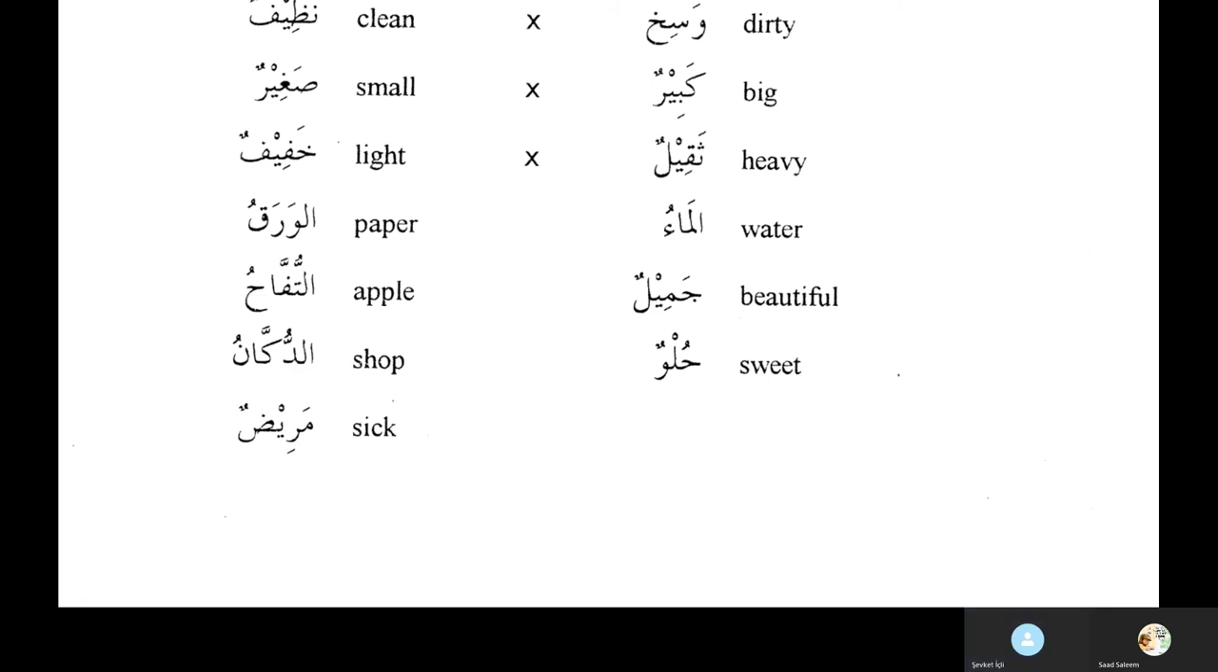Al-ma'u, water. Al-waraqu, paper. Jamilun, beautiful. At-tuffahu, apple. Hulwun, sweet. Ad-dukkanu, shop. Maridun, sick.